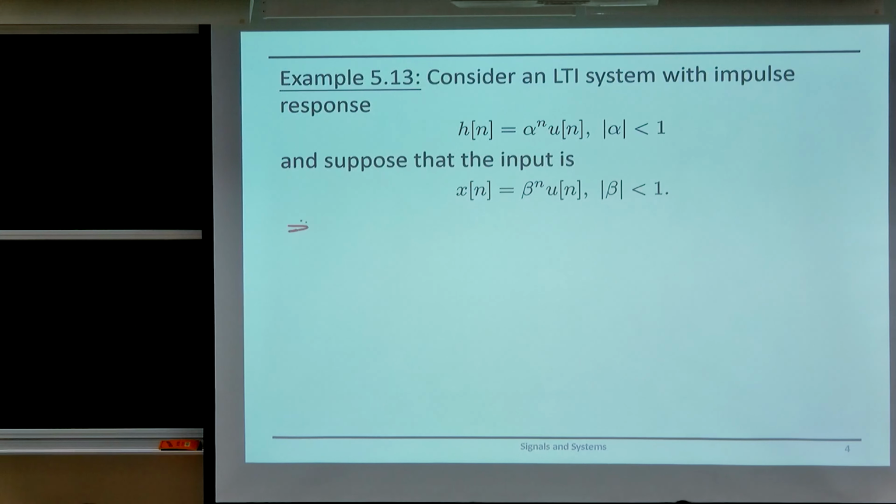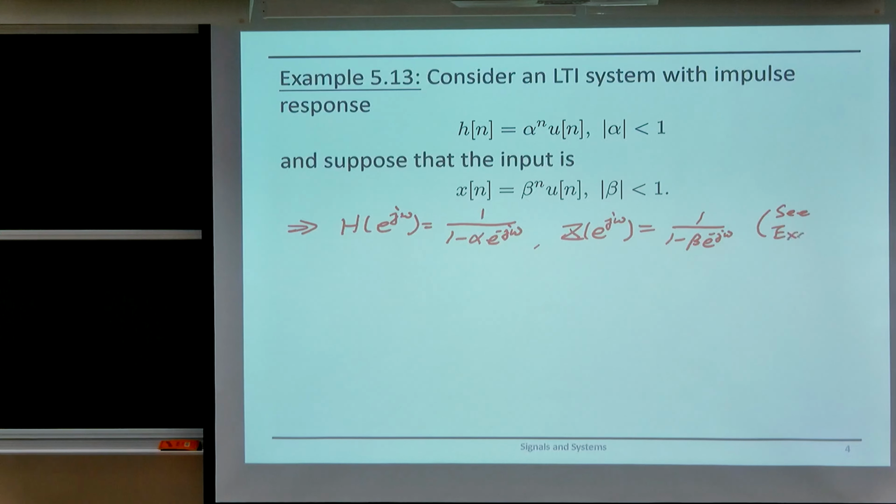Right. So to utilize the convolution property, we first find the Fourier transform of both of these. We've done this before in the previous example 5.1, so let me just write out the answer. α^n u[n] has a spectrum that is 1 over 1 minus α e^{-jω}, and x[n] has a spectrum that is 1 over 1 minus β e^{-jω}. So see example 5.1.